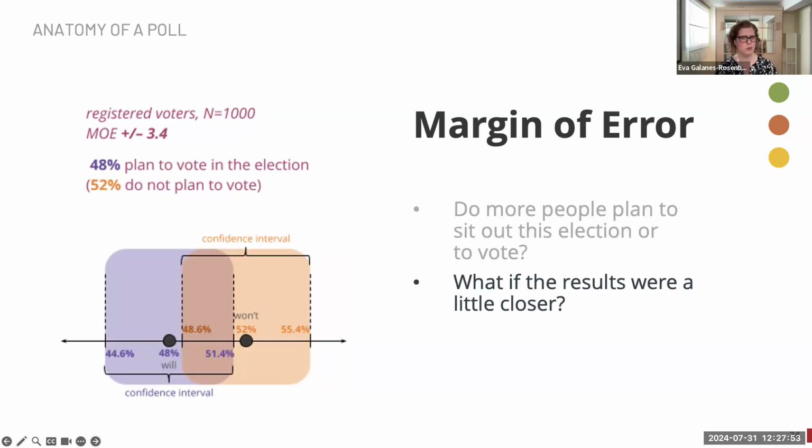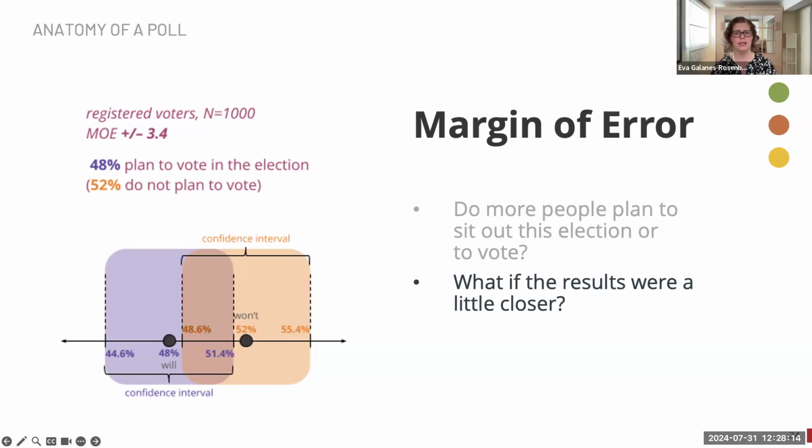But what if the results were just a little bit closer? What if 48% of people in our sample said that they plan to vote and 52% said they don't? In this example, even though the results have barely changed, they've only changed by a couple of points, now the confidence intervals actually overlap with one another.